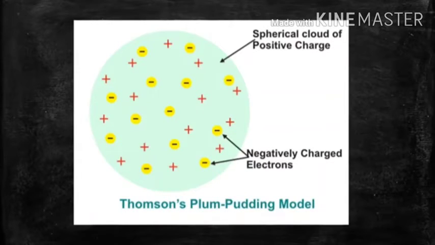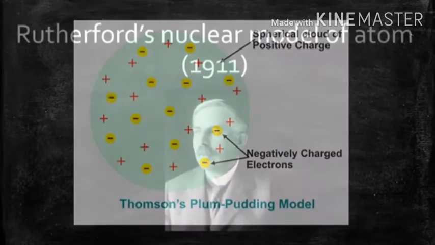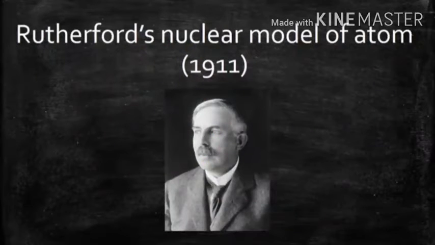You have to draw a diagram of all the atomic models, that is Dalton's atomic model and Thomson's plum pudding model, in your notebook with a neat labeled diagram. Also, you have to write the statement.